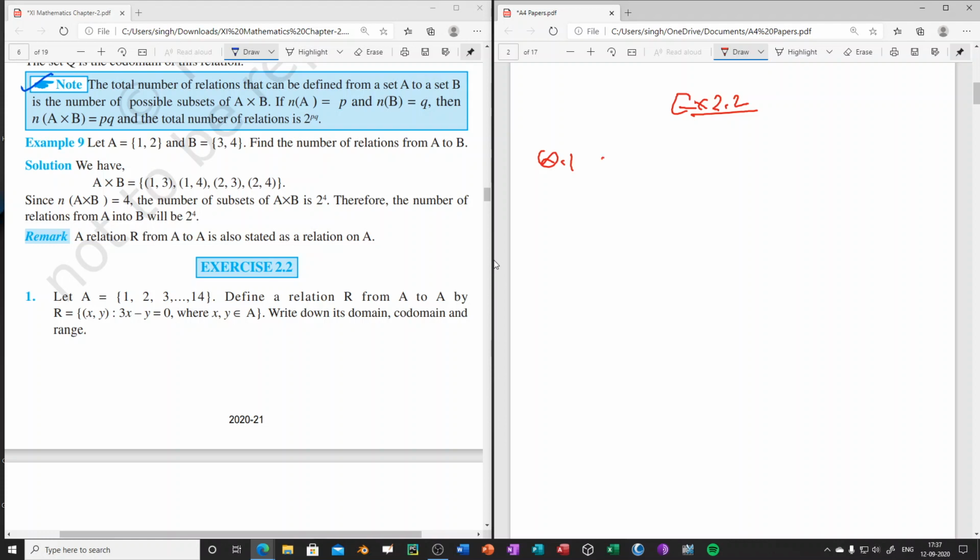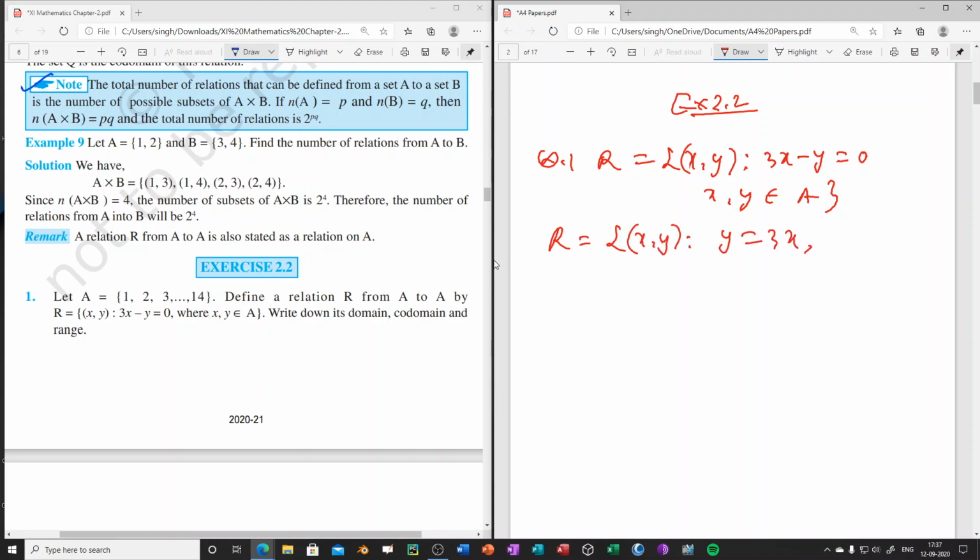Let us write in roster form: R equal to the collection of all x, y such that 3x minus y equal to 0, x, y belongs to A. We can rewrite it as R equal to the collection of all x, y such that y equal to 3x, x, y belongs to A. Now let us write down the ordered pairs. First we take x is 1. If x is 1, y is 3 times x, so we get the ordered pair 1, 3.